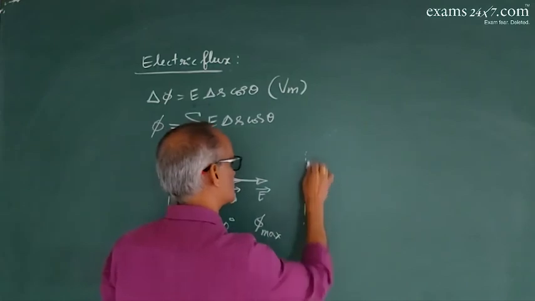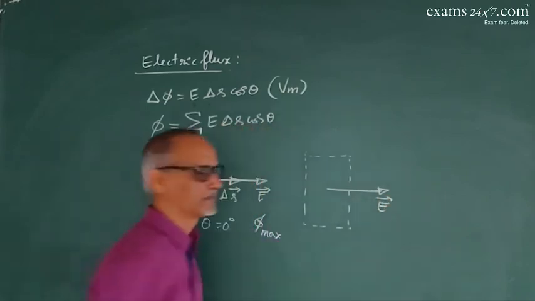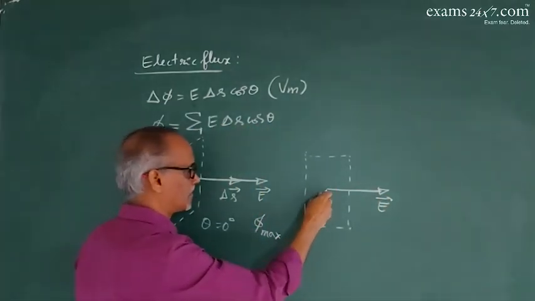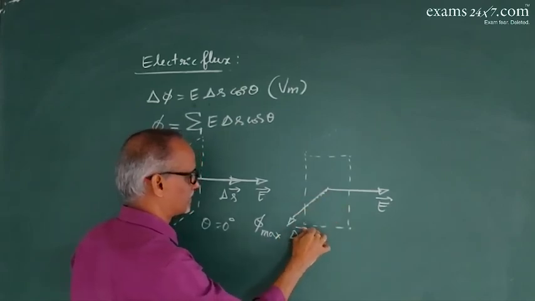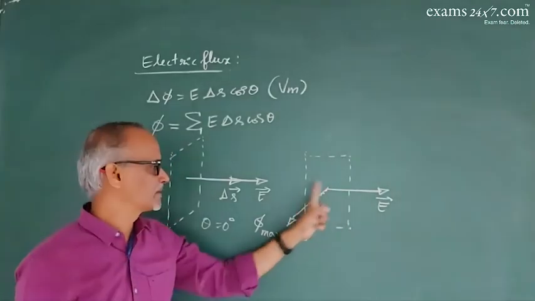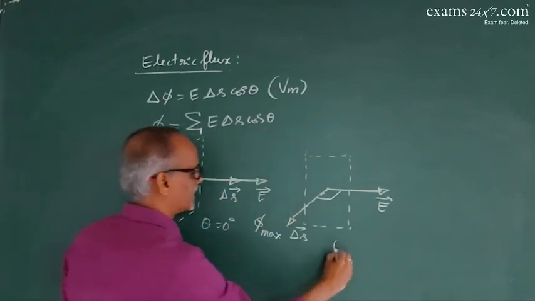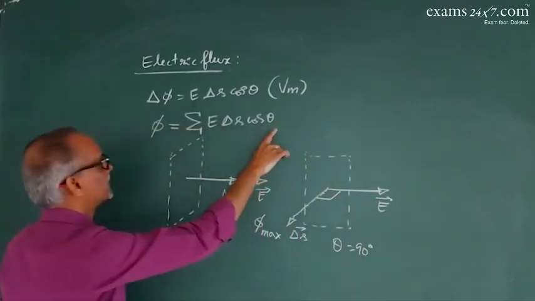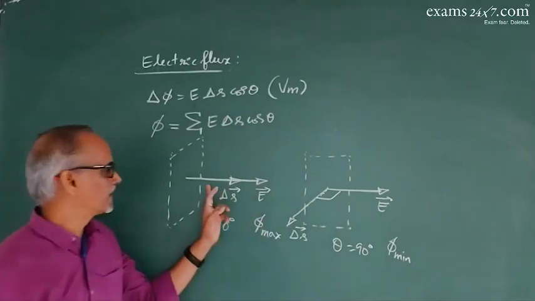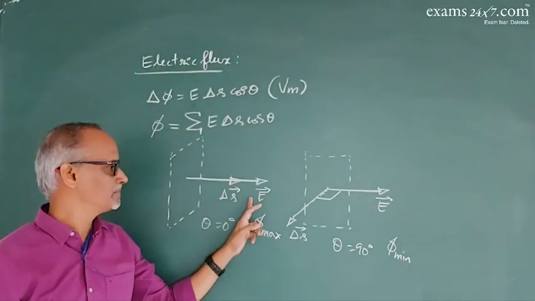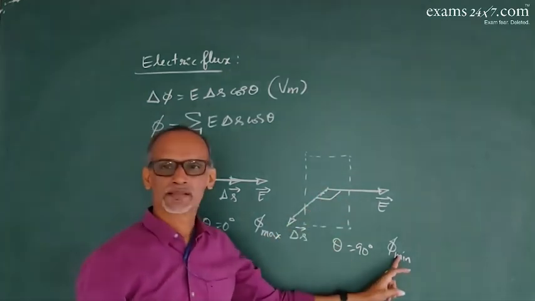Now if I consider a surface, again of any shape, and this is the direction of the electric field, the normal to the surface is the direction of the area vector. The area vector is always along the direction of the normal to the surface. So now the angle between the area vector and the field is 90 degrees, and when θ is 90, we get minimum flux. So when the area vector is along the field, the flux is maximum, and when the area vector is perpendicular to the field, the flux is minimum.